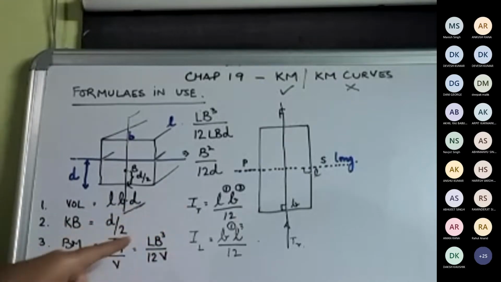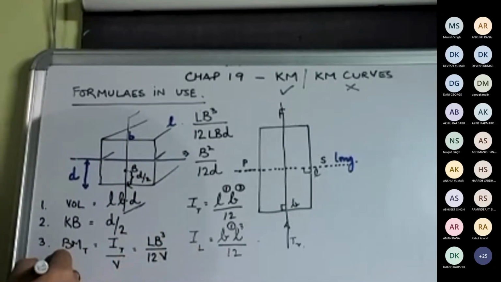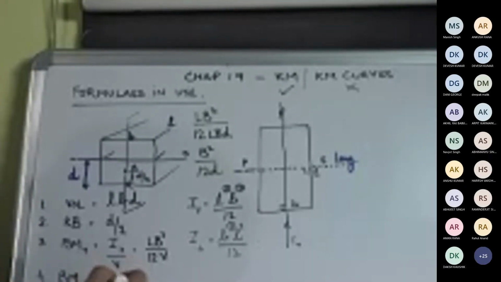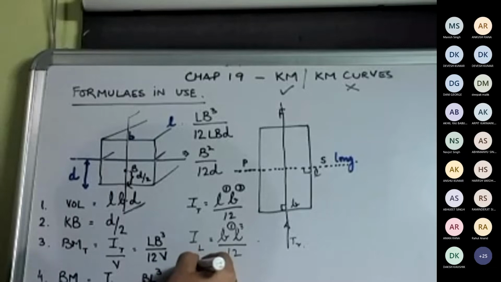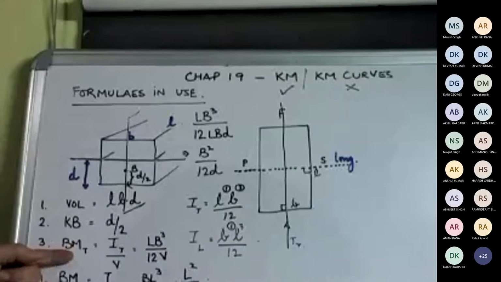So IT will give me B square by 12D. Similarly, BML will give me IL by V, which is equal to BL cube by 12 LBD, which is equal to L square by 12D. Shortcut. So BMT, BML.